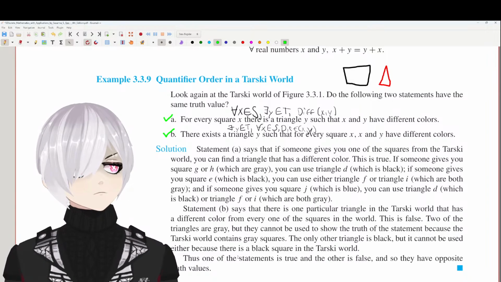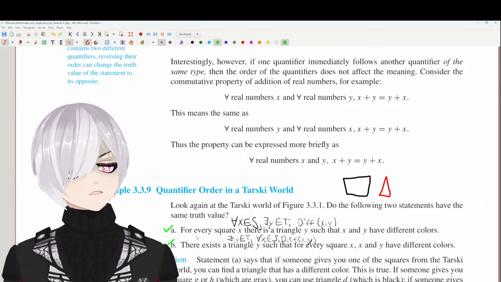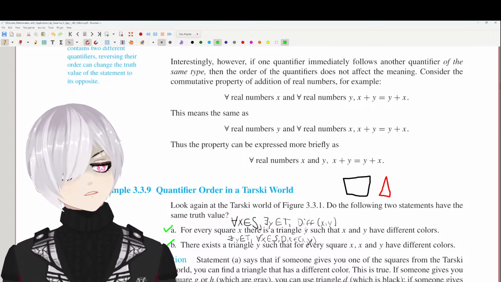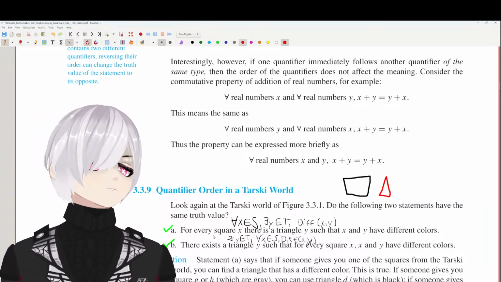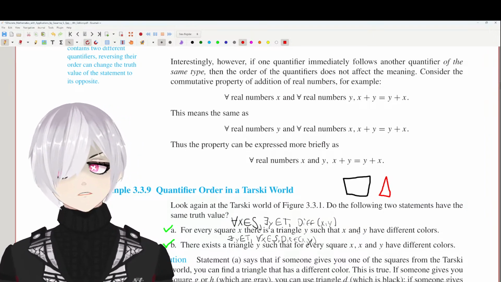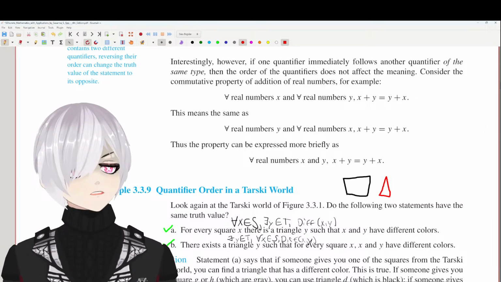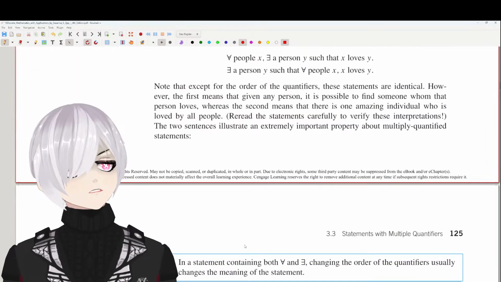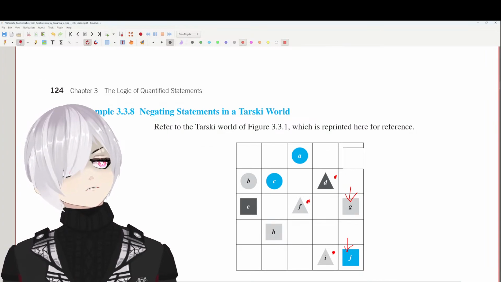But then I wonder, in the Tarski world, what their truth values would be. So, for every square there exists a triangle such that the square and the triangle have different colors. I think that's true, and this one's false, which is that there's at least one triangle such that none of the squares have the same color as it.